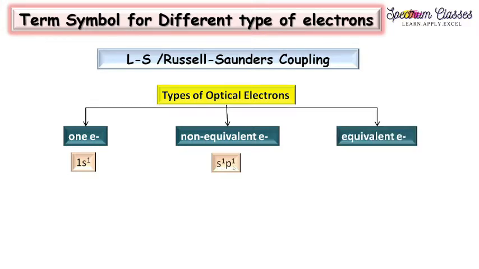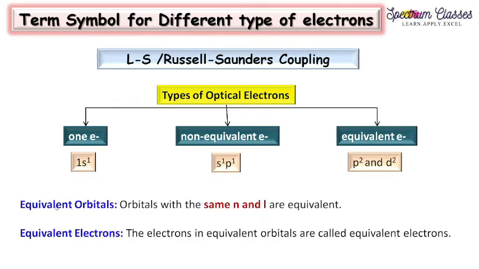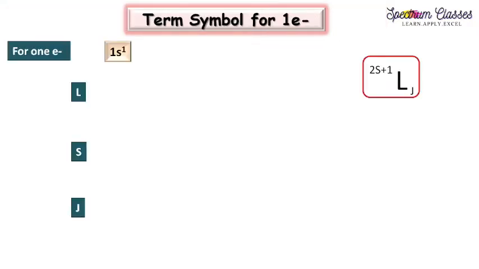And the third type of electrons are equivalent electrons. What kind of electrons are known as equivalent electrons? For example, p2 and d2. The orbitals which have the same value of principal quantum number n and azimuthal quantum number l are known as equivalent orbitals, and the electrons which are present in the equivalent orbitals are known as equivalent electrons. So there are three different types of combinations for which we are going to determine the term symbols. Here I'll give you all types of examples one by one.